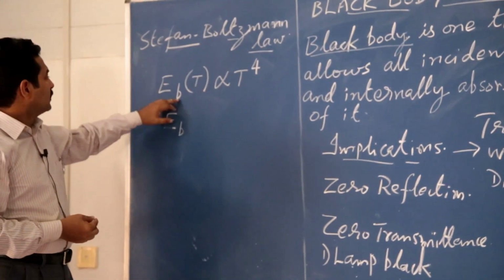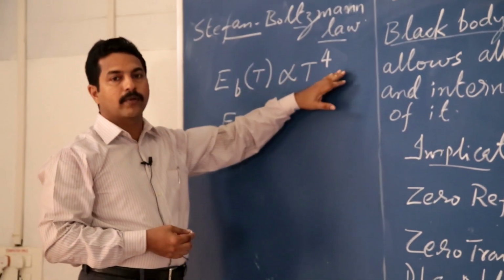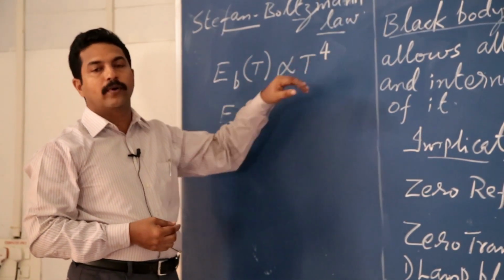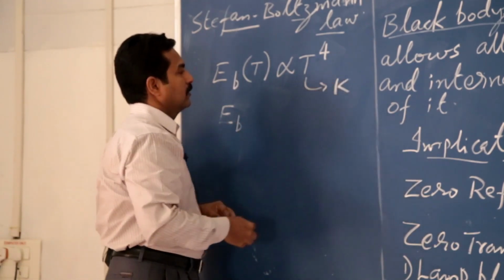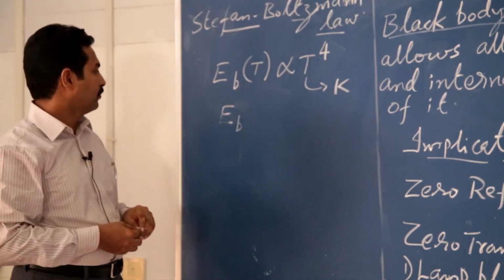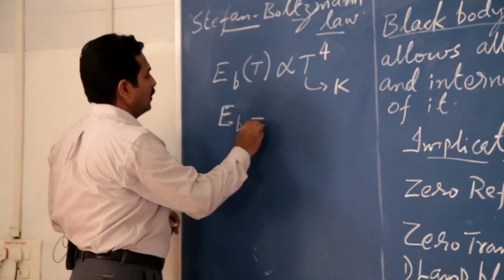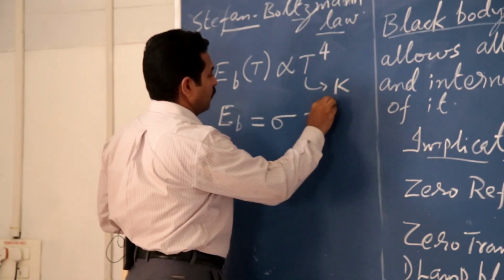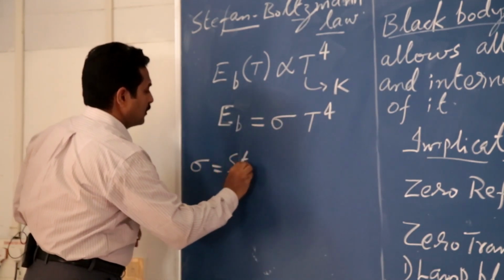The emissive power of a black body at a particular temperature is proportional to the fourth power. In the starting itself we had some idea, it is proportional to the fourth power of absolute temperature. Here this temperature is in Kelvin. Again I am telling you, never put temperature in degree centigrade. Temperature we have to put in Kelvin. Then this emissive power of a black body is equal to a proportionality constant sigma into T raised to 4. What is this sigma? Sigma is known as the Stefan-Boltzmann constant.